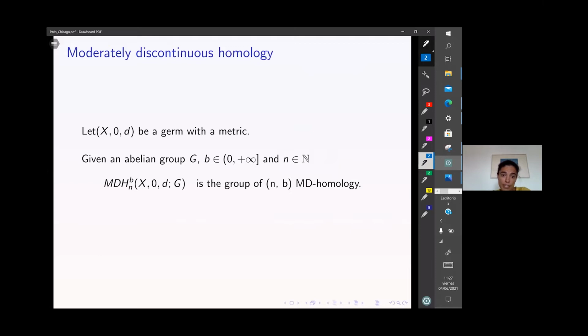So our theory, given a germ with a metric, and given an abelian group, a collapsing speed, and a natural number that will give the dimension of the simplices, we obtain a group that is the moderately discontinuous homology group of dimension n at speed b. And this depends on the metric.